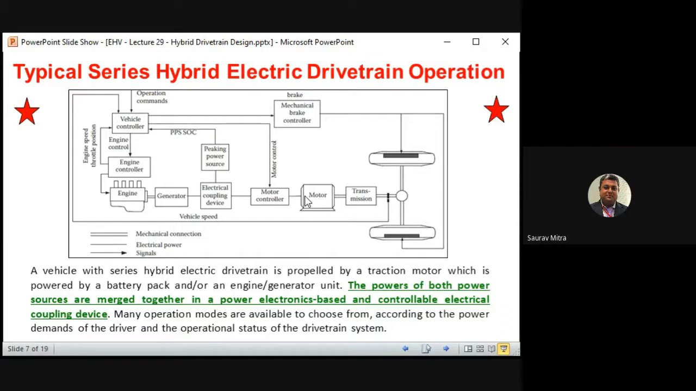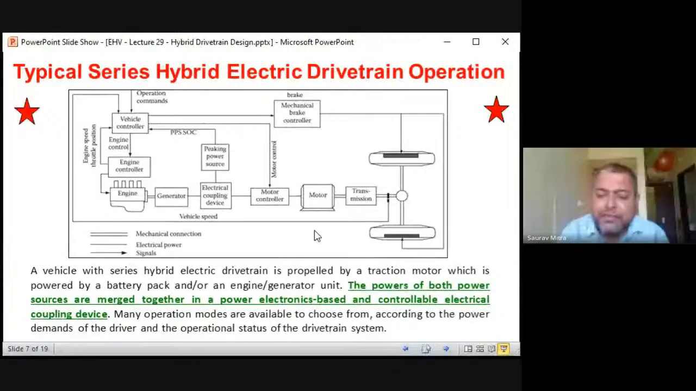And then there are signals. You can find there are 1, 2, 3, 4, 5, 6, 7, 8, 9, 10. So around 10 different signals are there. Number one is vehicle controller to engine controller. Second is engine controller to vehicle controller, so forward and feedback. Third is engine controller to engine. Fourth is from the axle to the vehicle controller, operation commands. Fifth, PPS to the vehicle controller. Sixth, vehicle controller to the mechanical brake. Seventh, mechanical brake to all the wheels. Eighth, the vehicle speed to the controller. So 9 to 10 different signals can be explained.